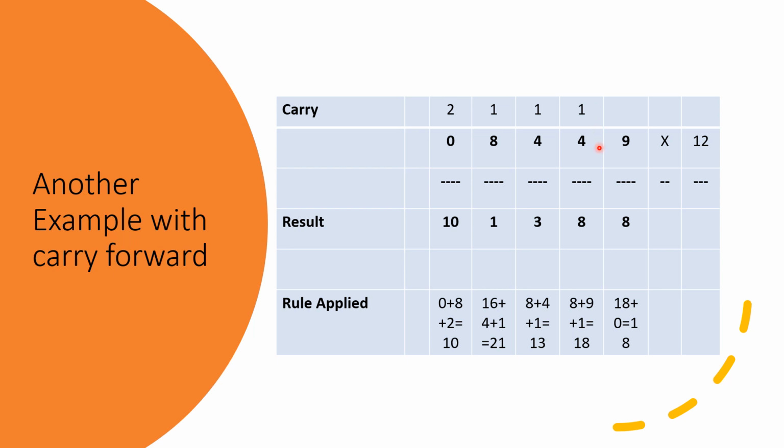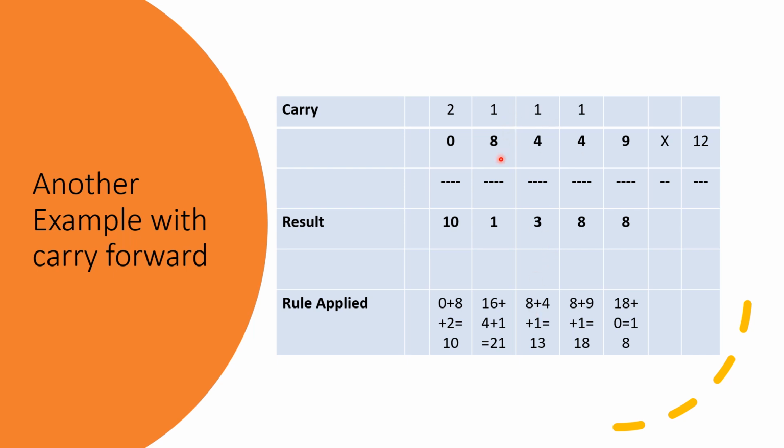Then 4: 4 plus 4 is 8, 8 plus 9, the neighbor, and plus 1, the carry forward, is 18. We'll keep the 8 here and 1 carry forward. Then again 4: 4 plus 4 is 8, 8 plus 4 is 12, and plus 1 is 13. So we'll keep 3 here and carry forward 1 to the next digit.